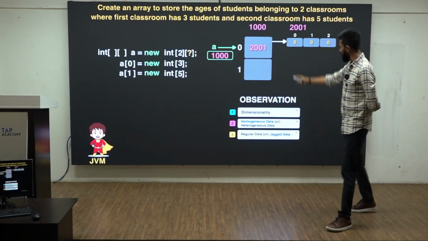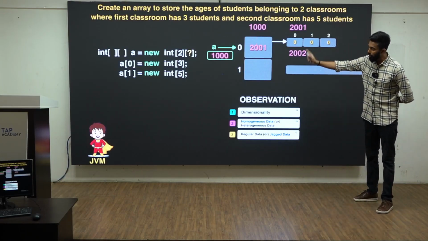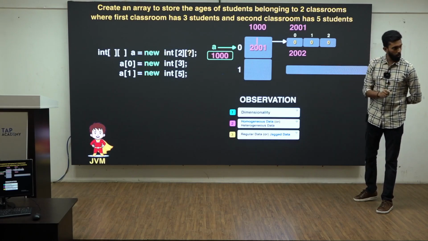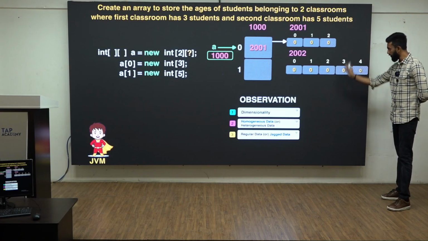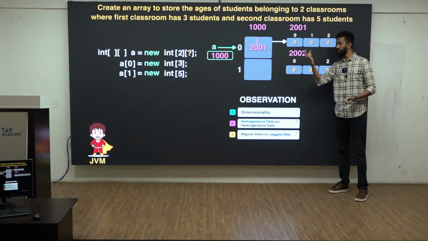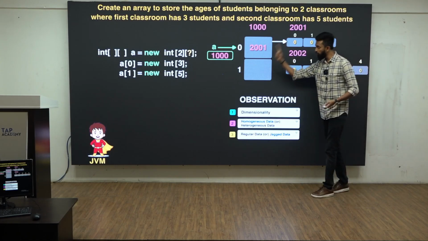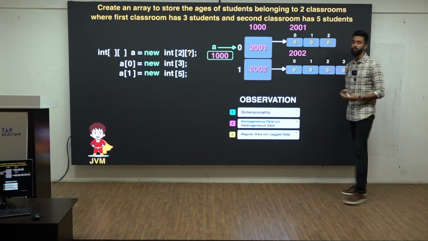Assignment RHS new, JVM gets activated, new block of memory with an address. Only one pair of brackets means columns. How many columns? 5 columns. Split it into 5 columns, give indexes, give default values. RHS is over. What happens, sir? This address is taken and given to whom? A of 1. 2002 goes here. This is referring to this.